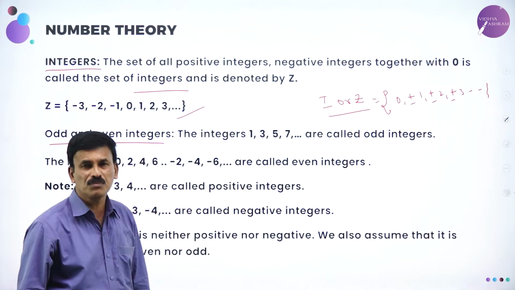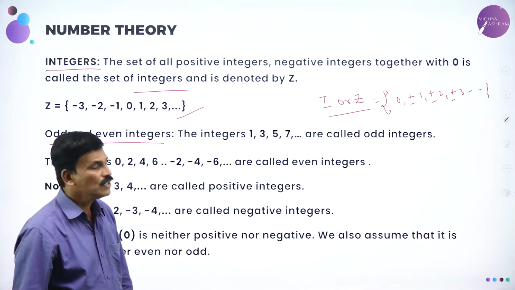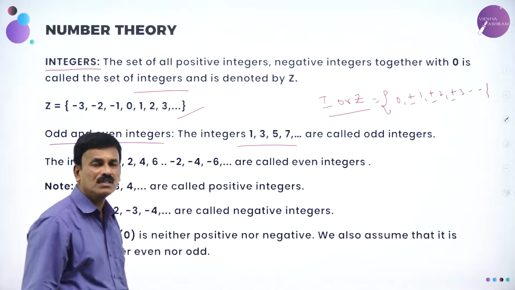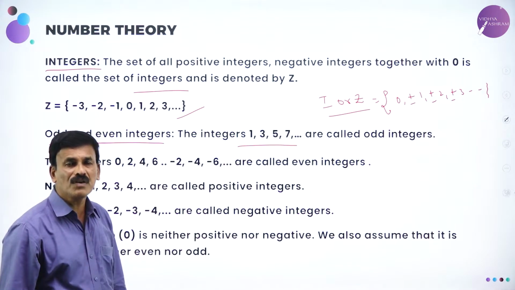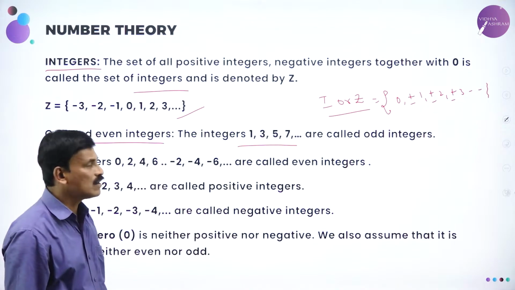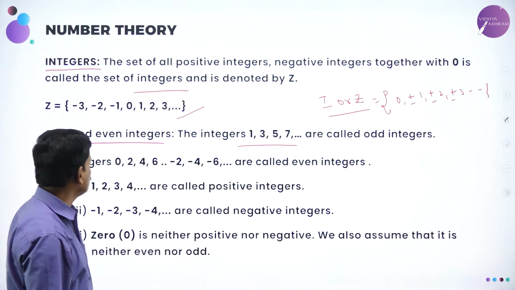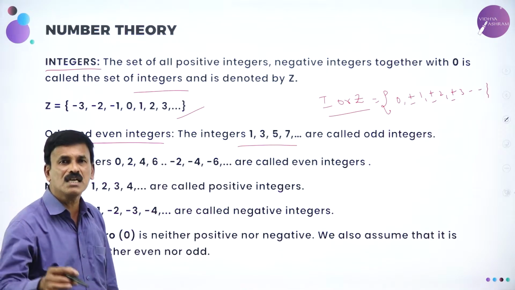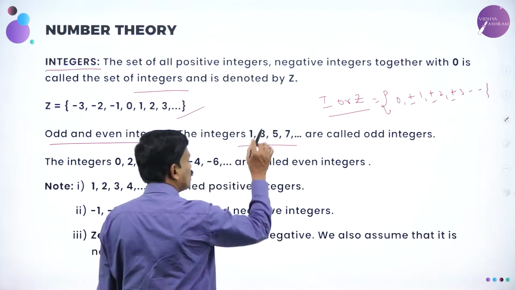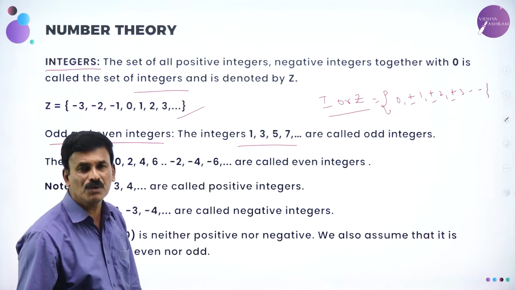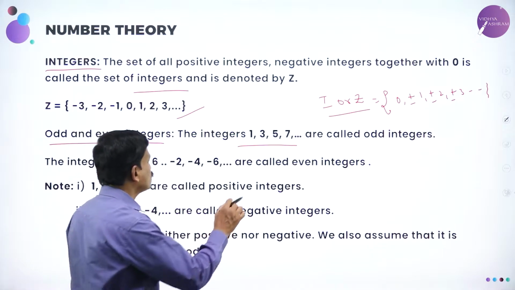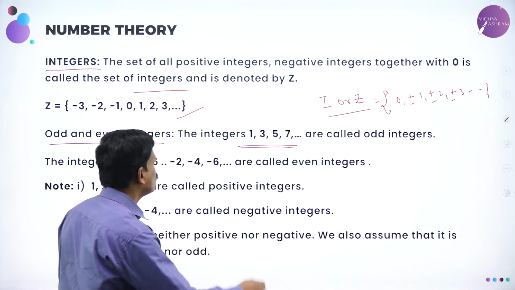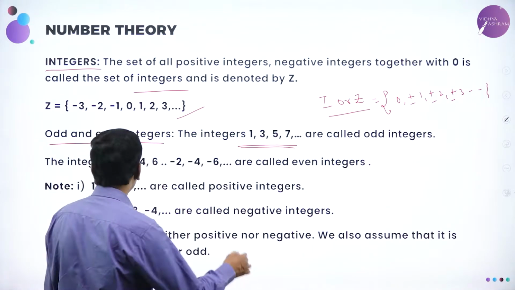You might have studied this in your previous classes. What is an odd number? Odd numbers means the integers like 1, 3, 5, 7 come under a set called the set of odd integers. That means the numbers which are not divisible by any other number except one and the same number. Take for example 3. 3 cannot be divided by any other number except 3 and 1. The numbers which are not divisible by any other number except one and the same number come under a group that is called the odd integers, odd numbers.